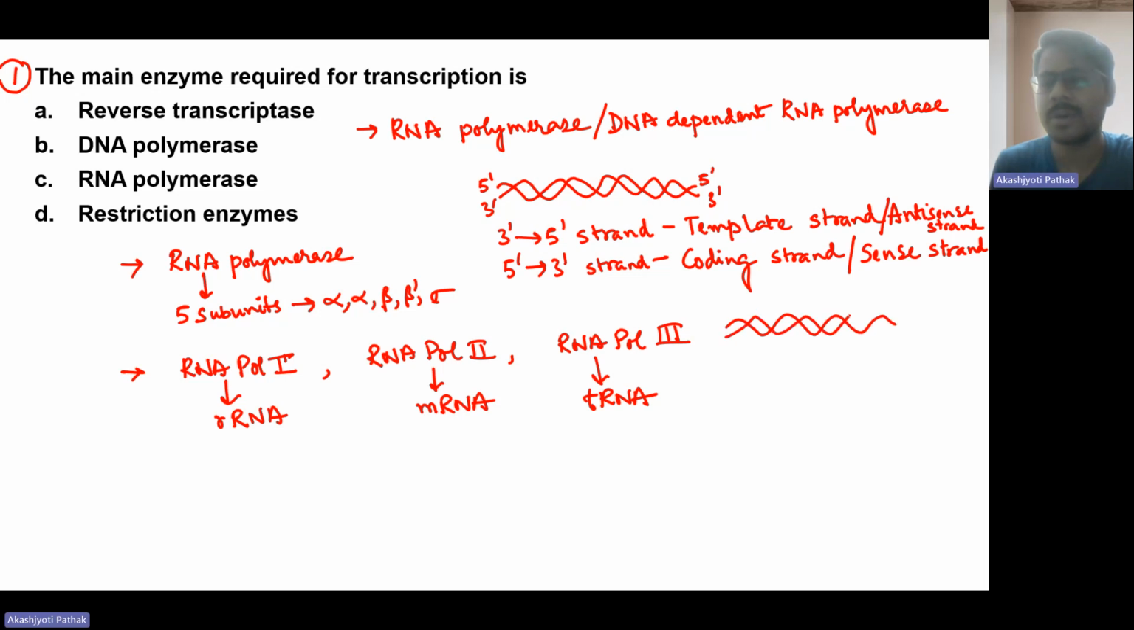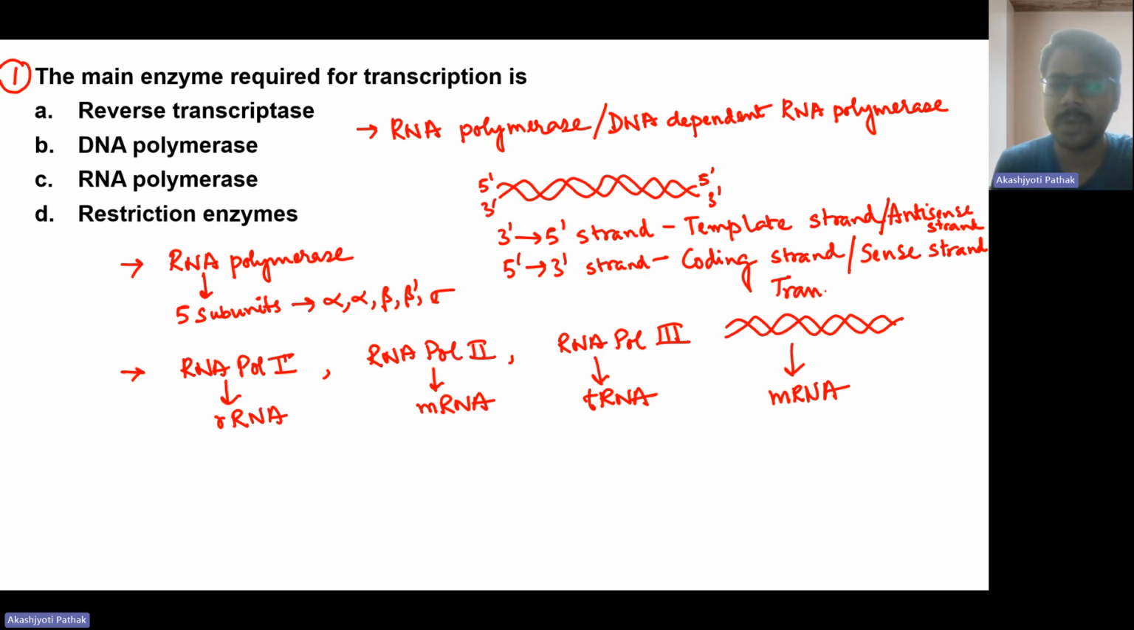The entire genome is not the coding part of the genome. Most of the genome is non-coding, that means it does not code for any mRNA. The part of the DNA which codes for mRNA is called the coding region of the DNA. So only a part of this genome is transcribed, and that region is called the transcription unit.